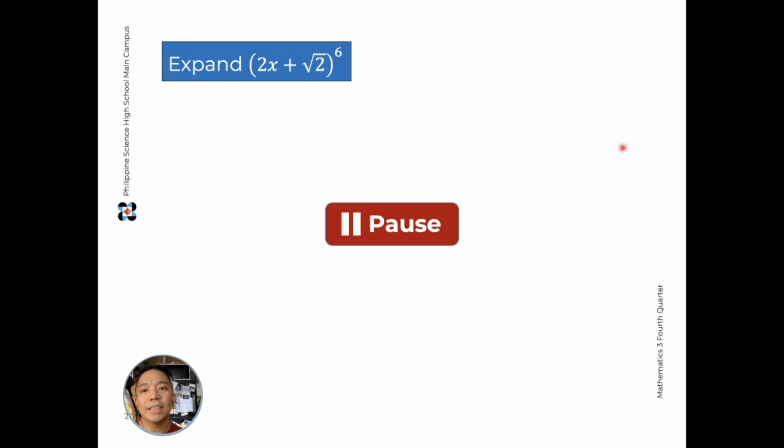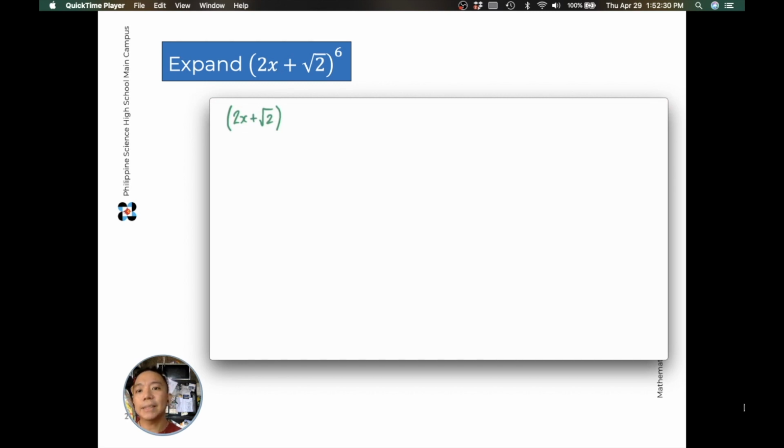So now, let's take a look at some examples ng binomial expansion. Let's start sa straightforward. We want to expand yung binomial na 2x plus square root of 2 raised to the power of 6. Pause natin siya ngayon and let's compare our final answers after you try it on your own. We'll use n equals 6 sa Pascal's triangle.